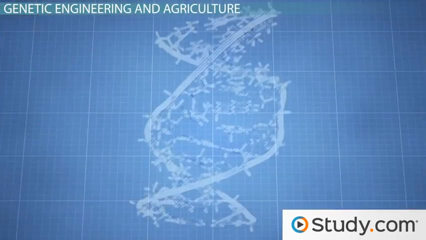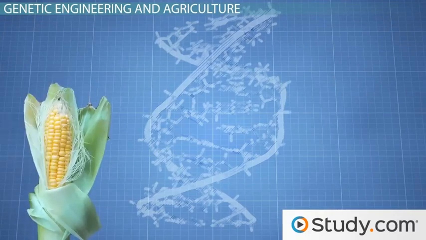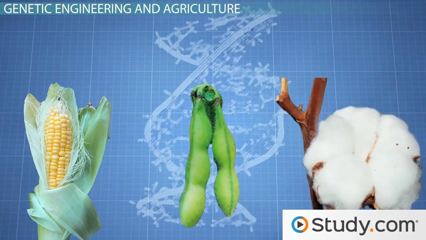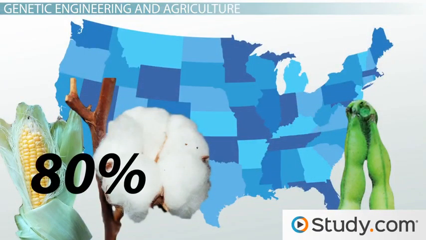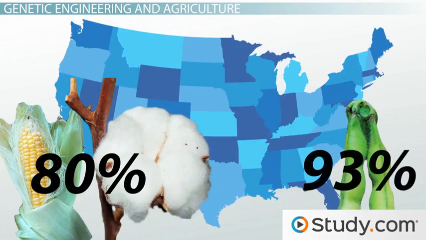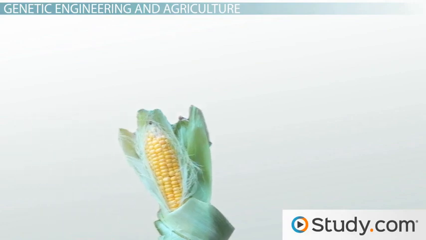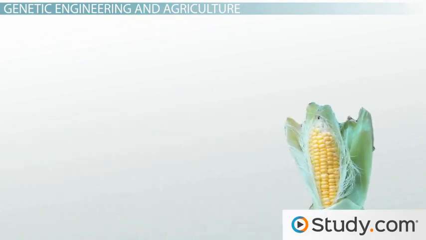Although many crops have been genetically engineered over the years, there are 3 crops, corn, soybean, and cotton, that are the focus of genetic engineering. In the United States, about 80% of corn and cotton, and 93% of soybeans that are produced, are genetically modified. There is a wide variety of types of genetic engineering used in agriculture.